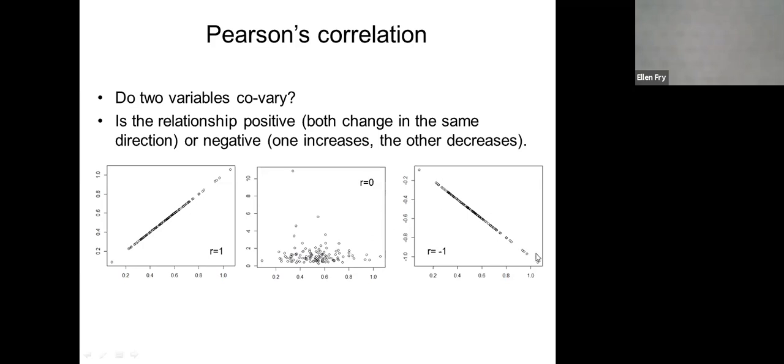This is very unlikely, and you should suspect that something has gone wrong if you get an R of either 1 or -1. That's just not going to happen with ecology data.